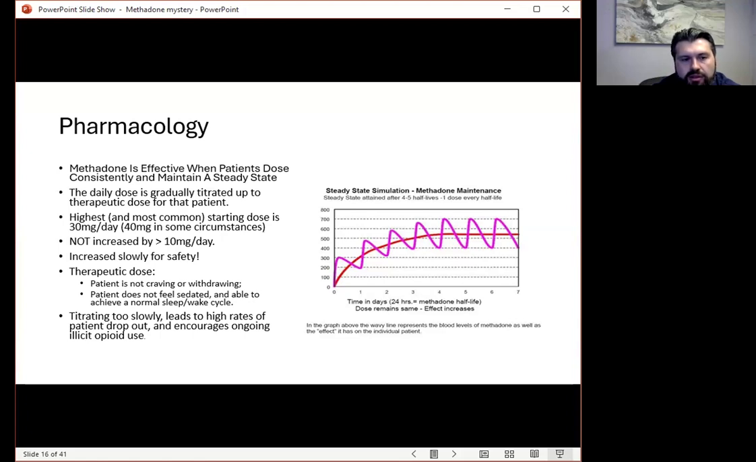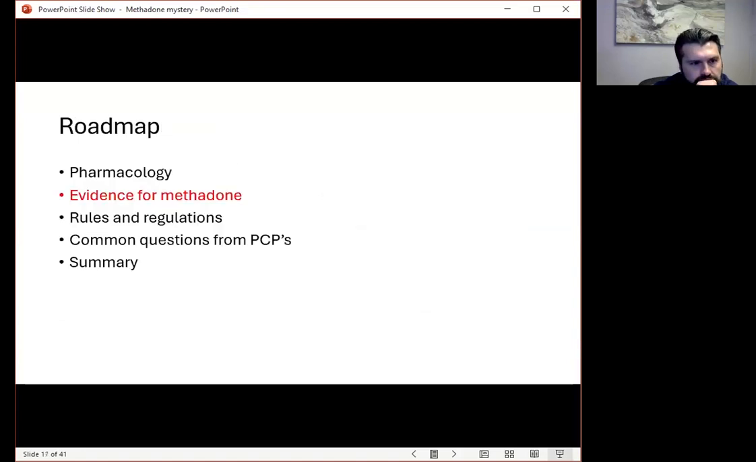a stable methadone dose. If you do this a little too slowly, though, like if you titrate at a low dose over an extended period of time, patients feel like the dose is ineffective and they typically drop out, which only encourages continued opioid use. So it's kind of an art when it comes to finding the therapeutic dose for somebody on methadone.